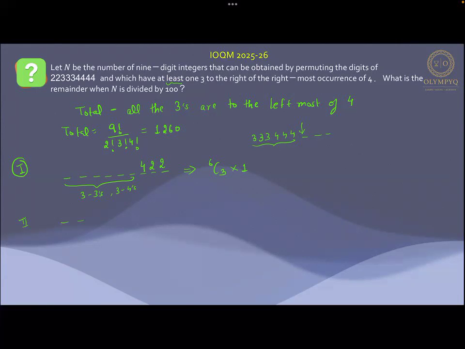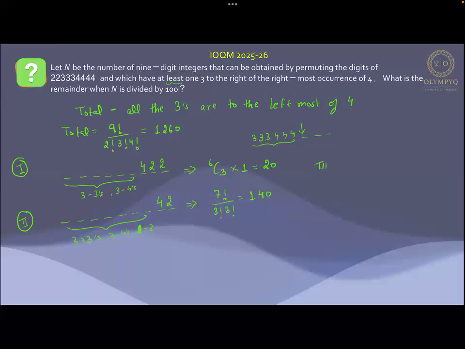Case number 2 will be places 1, 2, 3, 4, 5, 6, 7, 8, and 9. Now 4 can come at the 8th place as well, and 2 will be at this place. So we are left with 3 threes, 3 fours, and 1 two over here. The number of numbers that can be framed from here is equal to 7 factorial divided by 3 factorial and again 3 factorial. If I calculate this, it will be equal to 140. Now this is case number 2.